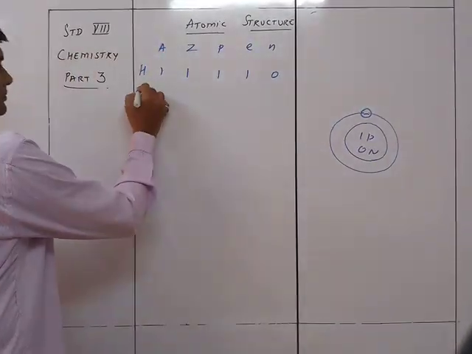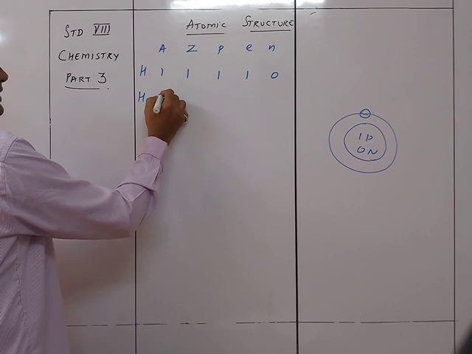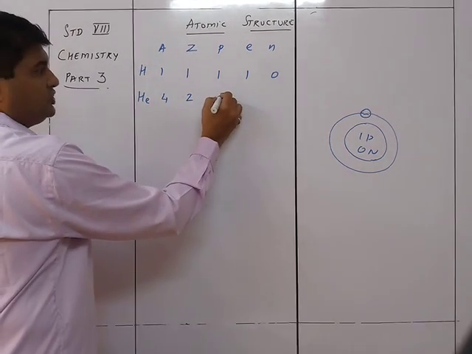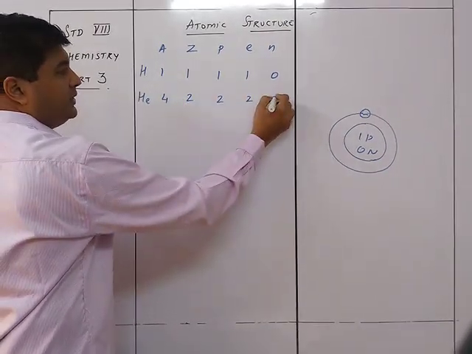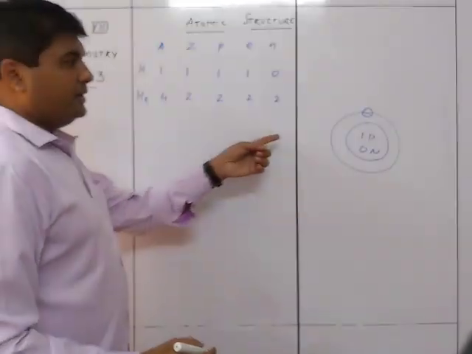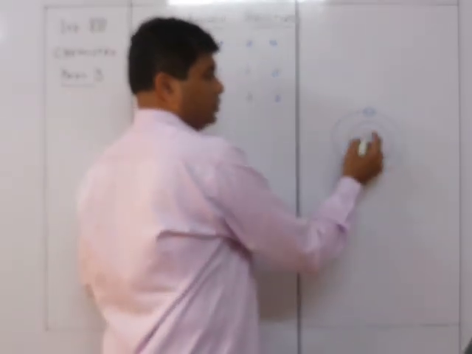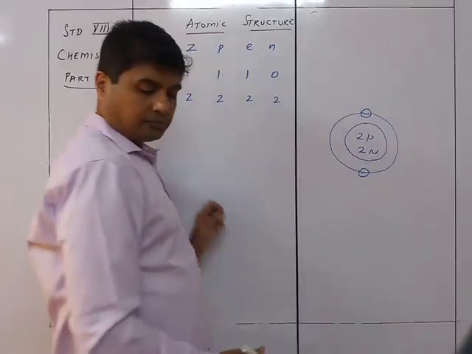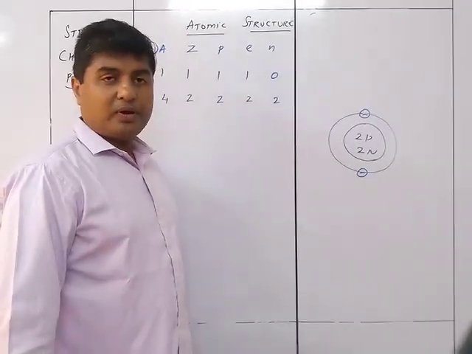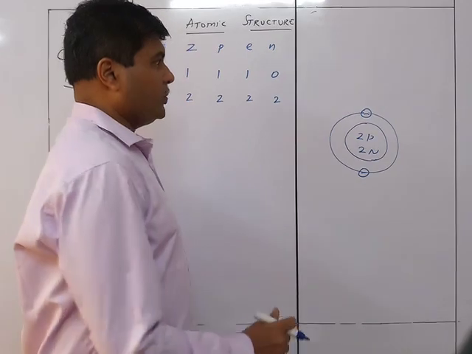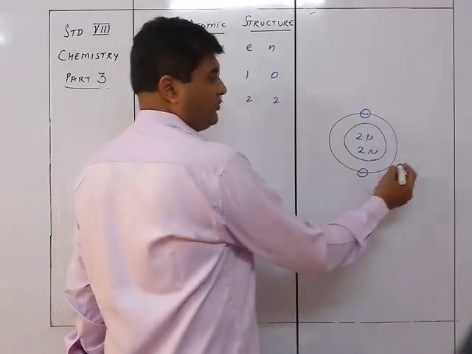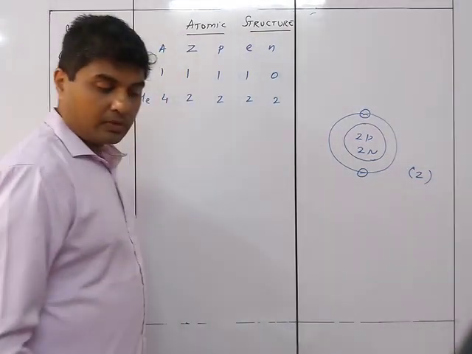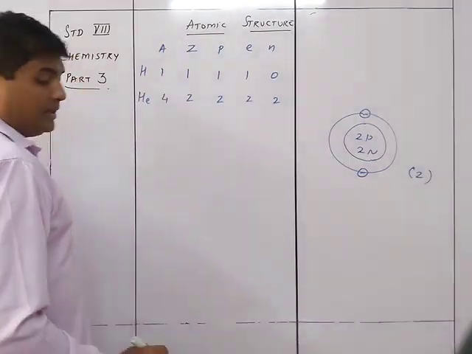Next we take helium. The atomic mass is 4 and the atomic number is 2. So this is 2, this is 2, and 4 minus 2 is 2. Accordingly, there will be 2 protons, 2 neutrons, and 2 electrons. This will be the example of this one. The electronic configuration will be just 2.